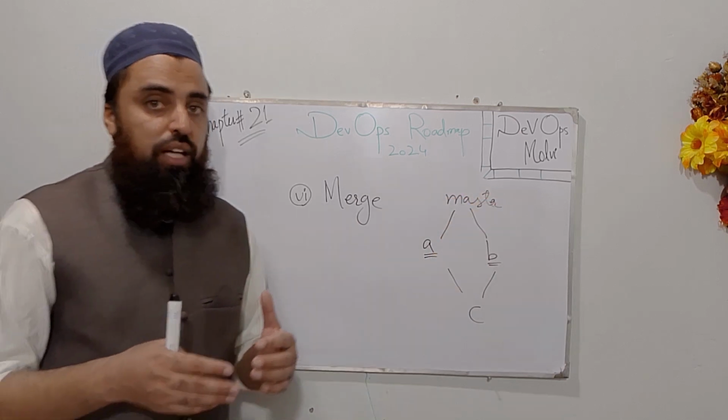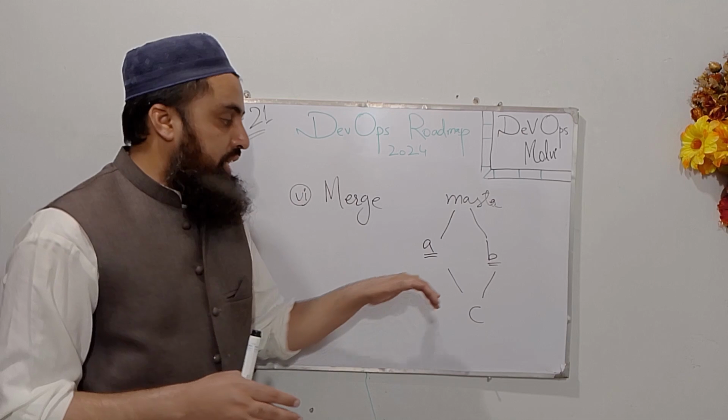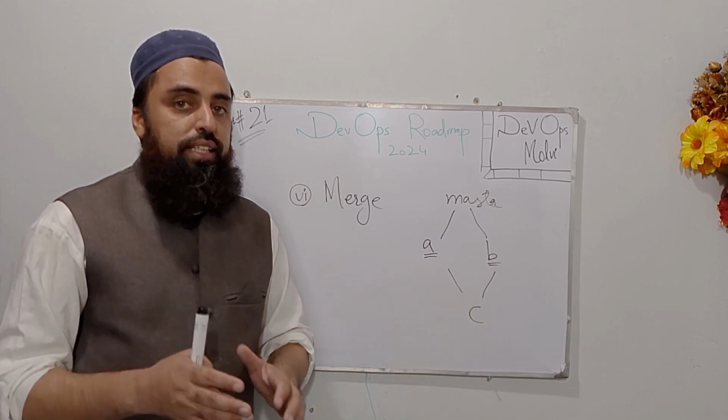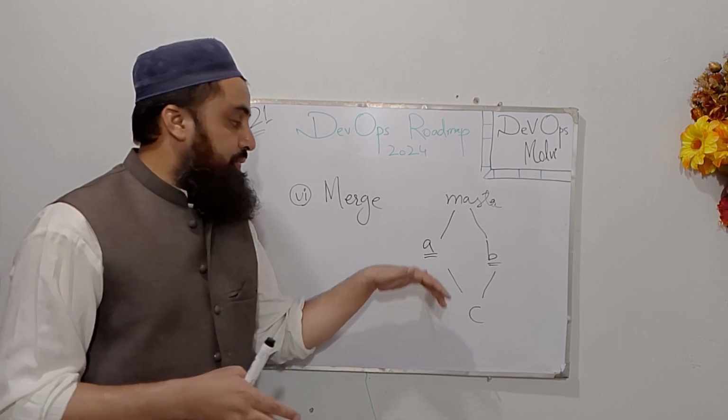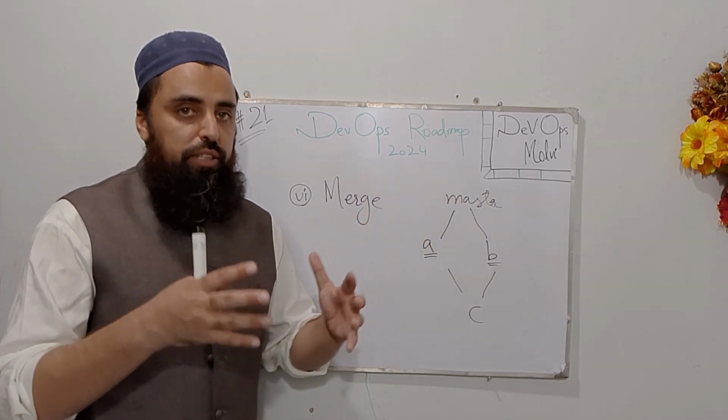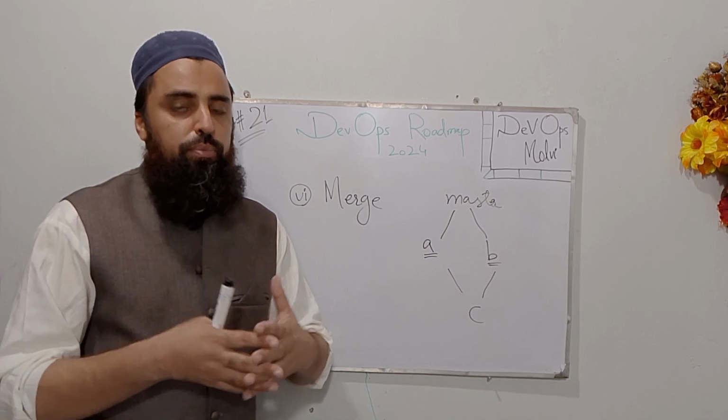So when developers are working on some features, they create branches, and when that feature is successfully tested, the final code or that branch is merged with the main or master branch. So merge means combining one or more branches.